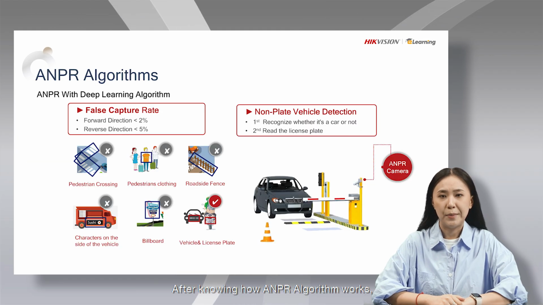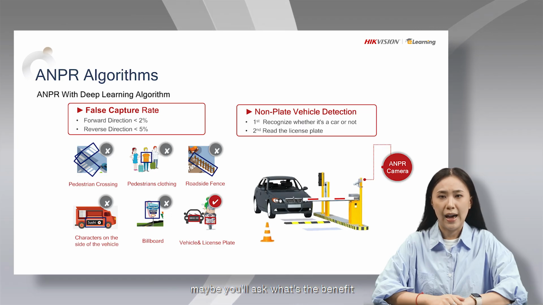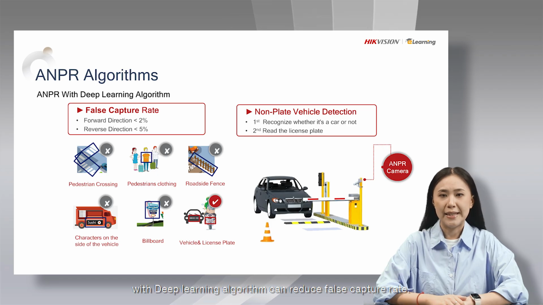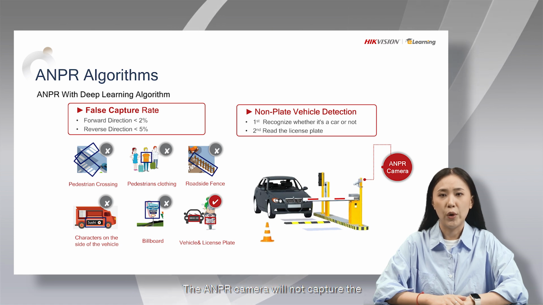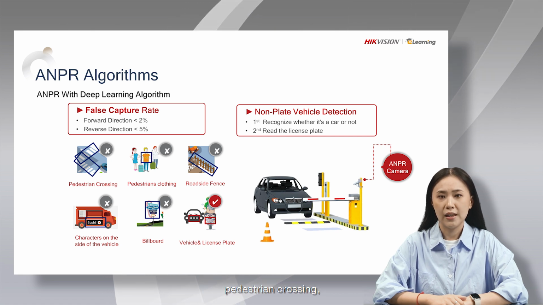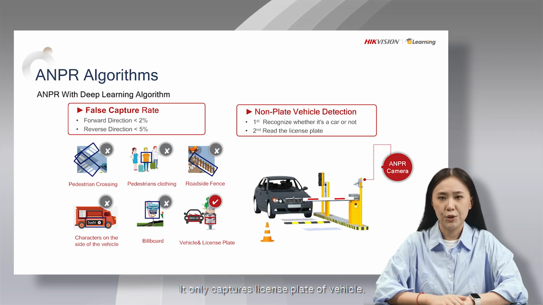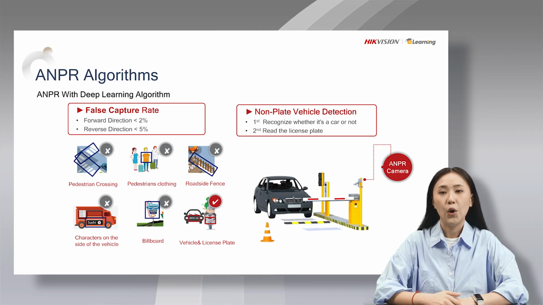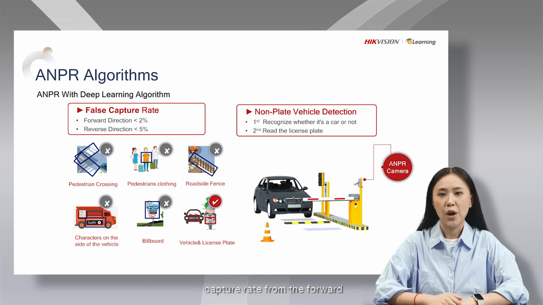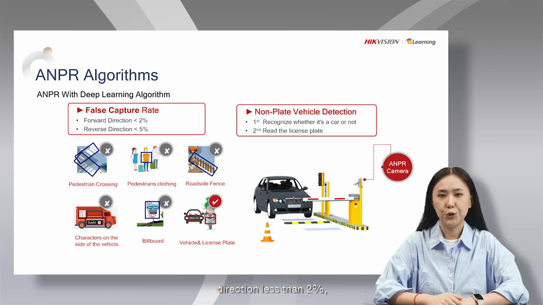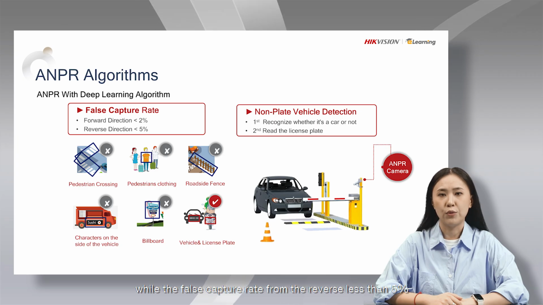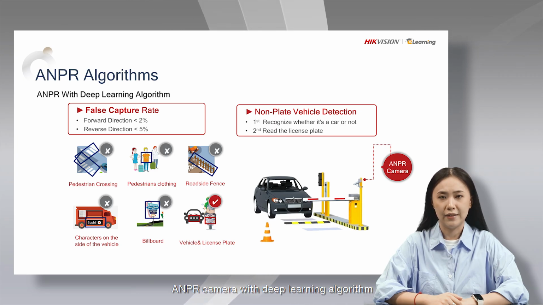After knowing how the ANPR algorithm works, maybe you will ask, what's the benefit of using an ANPR camera? An ANPR camera with a deep learning algorithm can reduce the false capture rate. The ANPR camera will not capture the pedestrian crossing, pedestrians' clothing, roadside fence, characters on the side of the vehicle, or billboard. It only captures the license plate of the vehicle. With the ANPR camera, the false capture rate from the forward direction is less than 2%, while the false capture rate from the reverse is less than 5%.